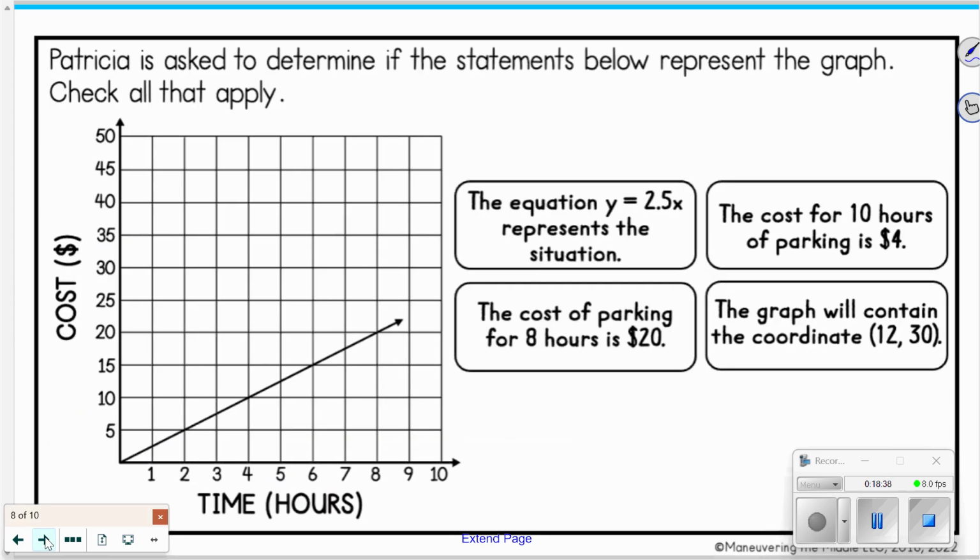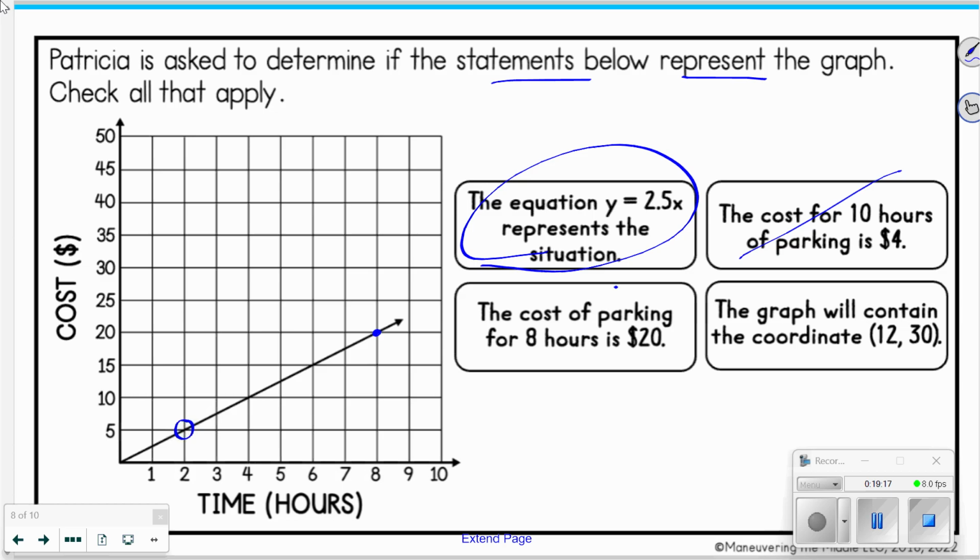Then you did this one. Patricia is asked to determine which statements below represent the graph. So we had to look at our graph. First one, y equals 2.5x represents the situation. Is that true? Yes, because my first real point is 2 and 5. Take half of 5, I get 2.5. So that is true. The cost for 10 hours of parking is $4. Is that true? No, they reversed it. You've got to pay attention to the labels. That would be wrong. The cost of parking for 8 hours is $20. Yes, you verify that on the point.